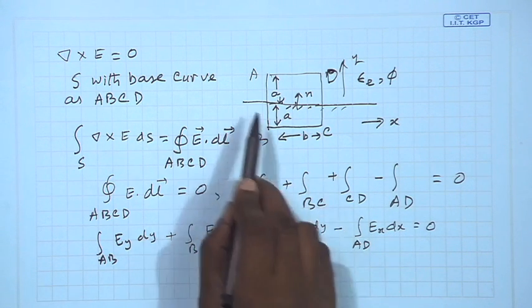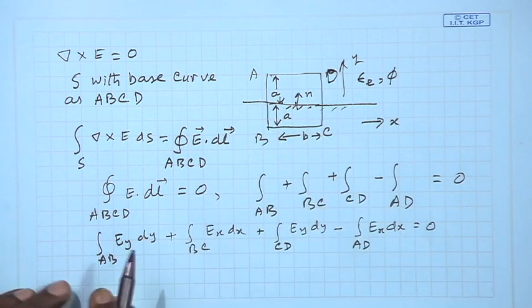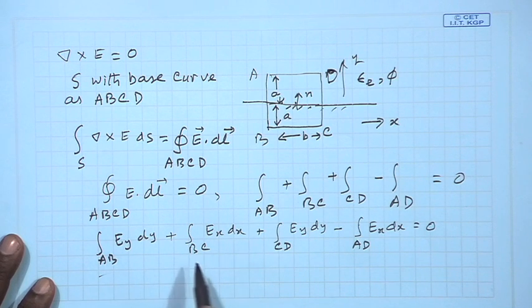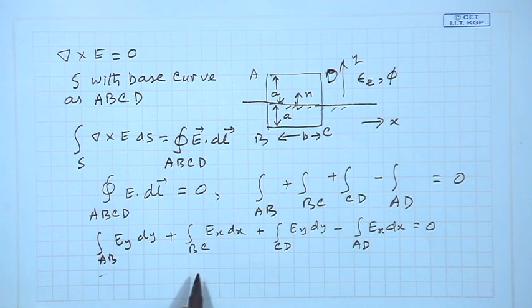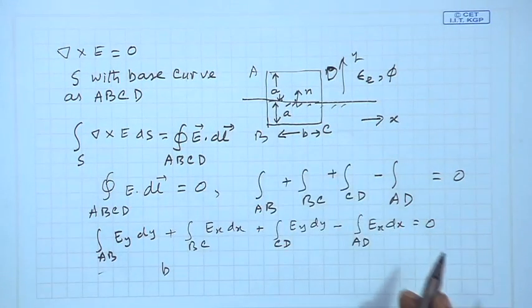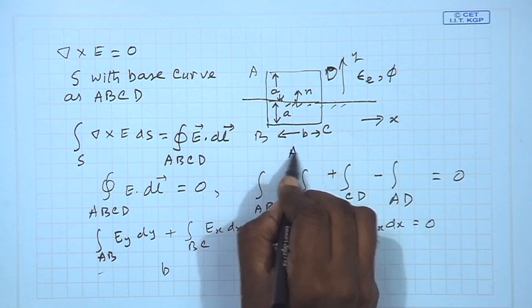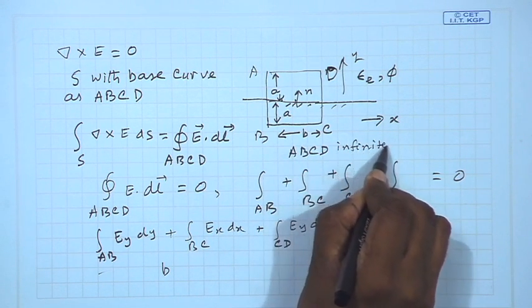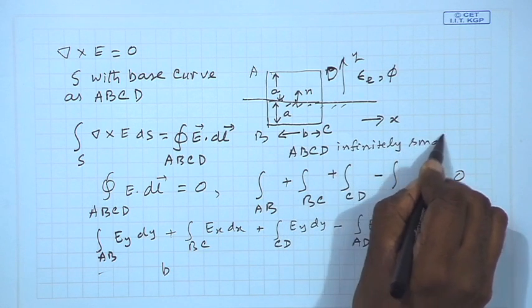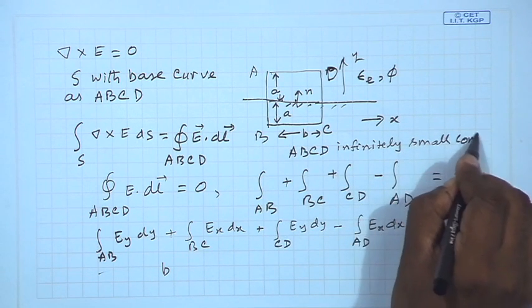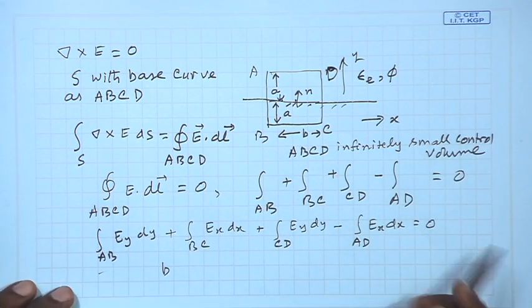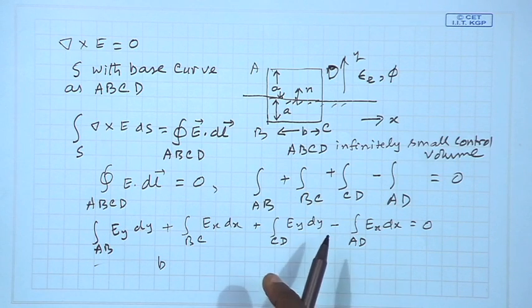Now, these two will be equal and opposite. So, what we are left with is, because we assume that these are infinitely small, this ABCD is an infinitely small control volume. So, on the surface we neglect any change of these E_x, E_y components.